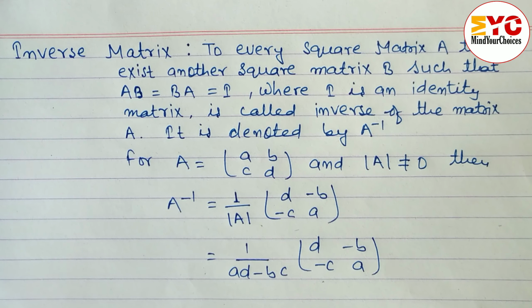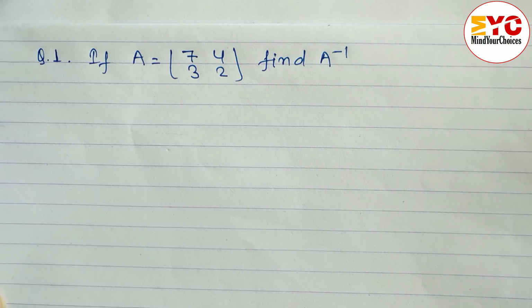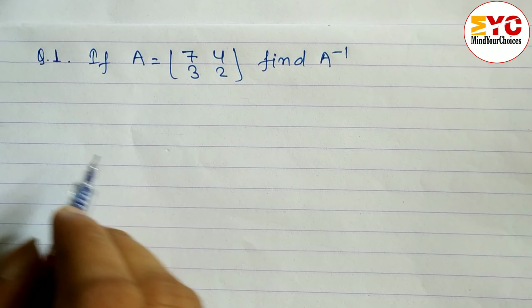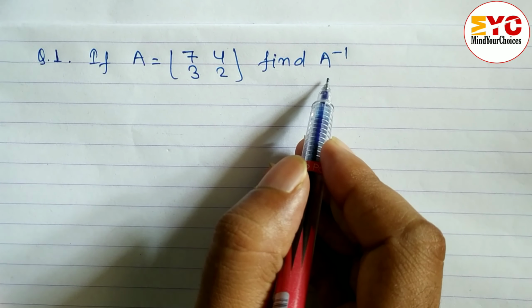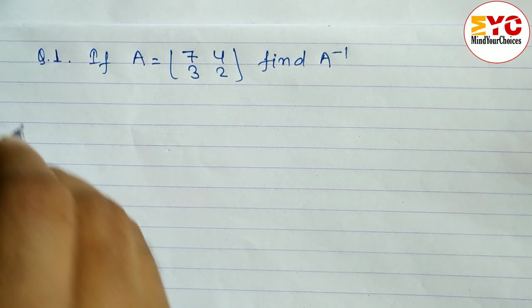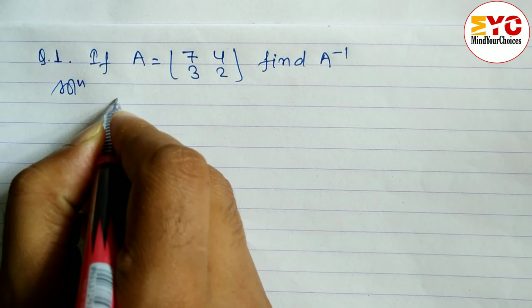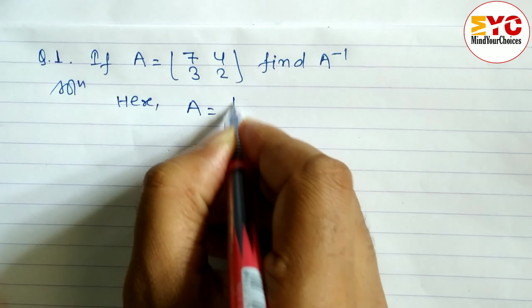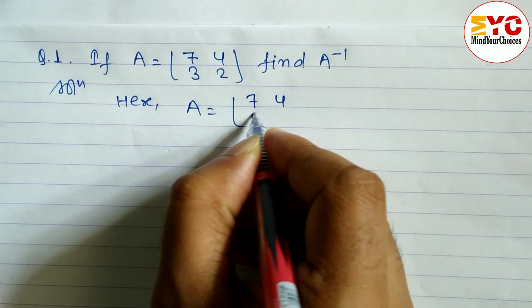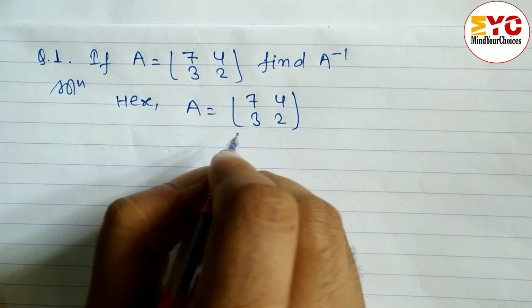Now we are going to do some problems related with inverse of a matrix. Look at question number 1. If A is equal to [7, 4; 3, 2], find A inverse. We have to find out A inverse. Look properly here. Here A is equal to [7, 4; 3, 2].